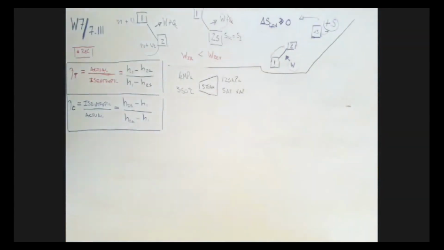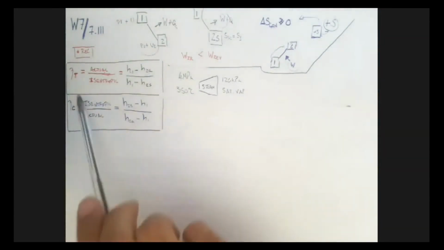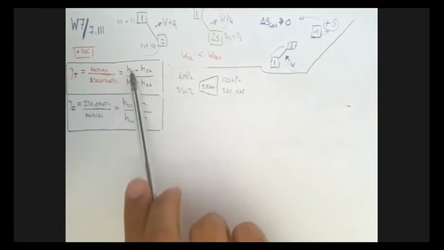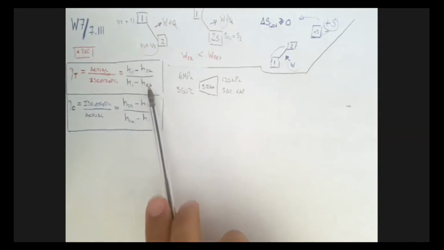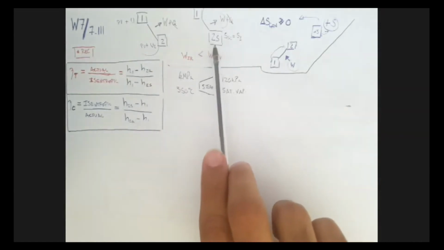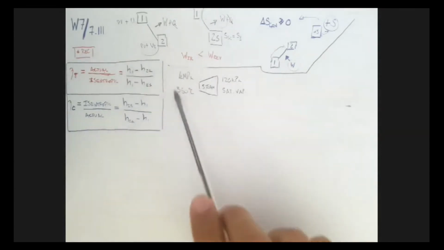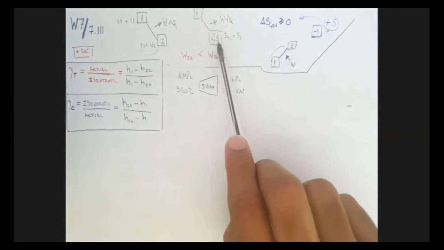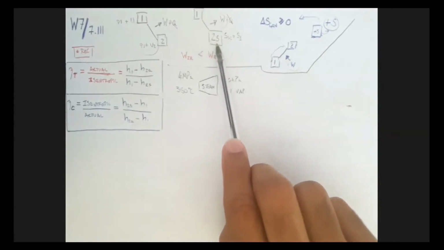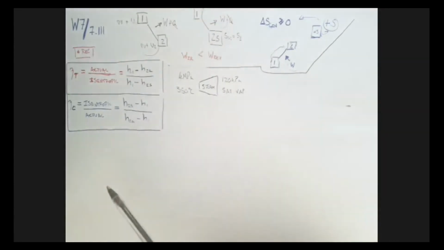What am I after? I'm after the isentropic efficiency. So what do I need? I need the entropy for state 1, the entropy for my actual state 2, and the entropy for my imaginary state 2s. State 1 is completely defined, 2 is completely defined. What we don't know is this one here. That's what we're going to go after in this problem. Then we can plug it in and finish this off.